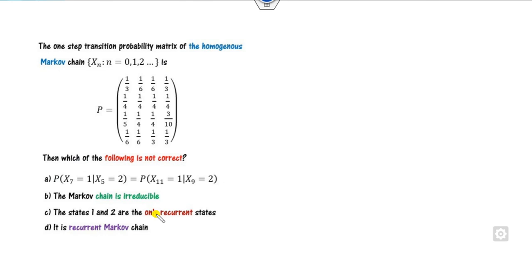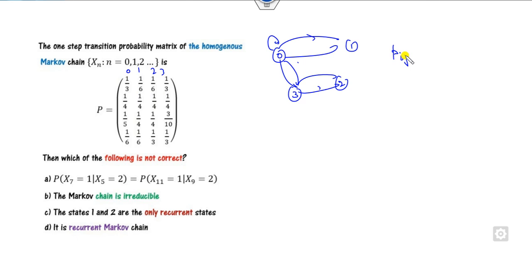Okay, look at this here. Now you can see that these are my states 0, 1, 2, 3. There is no need to draw the diagram, because if you want to draw the diagram, it will be connected everywhere, because none of the values is 0. So since Pij is nonzero for each pair of i and j, it is irreducible. Also, you can see the diagonal entries are not 0, so it is aperiodic as well. The period of each state is 1 because the diagonal entry is non-zero.